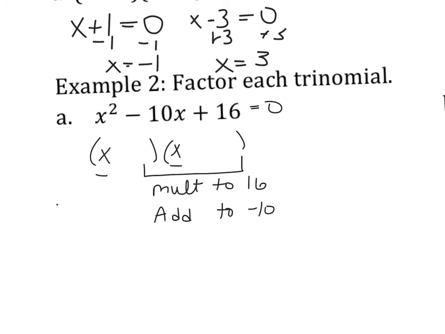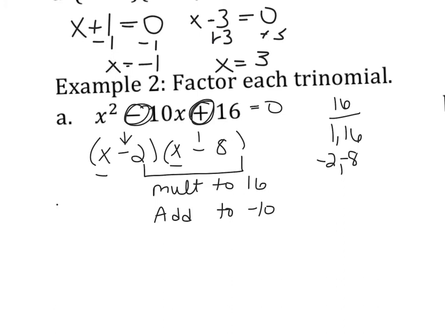What I do is I make a list of all the factors of 16. Now, if the number that you're trying to multiply to get is positive, then you're looking at the sum of the factors. So we have 1 and 16. Well, 1 plus 16 is 17, not 10. So that's not it. We have 2 and 8. 2 plus 8 does equal 10, but we need it to equal -10. Since they have to multiply to give us a positive, it's going to be -2 times -8. So we're just going to put those two numbers in here. When this sign is positive and this is negative, both of these will be negative.